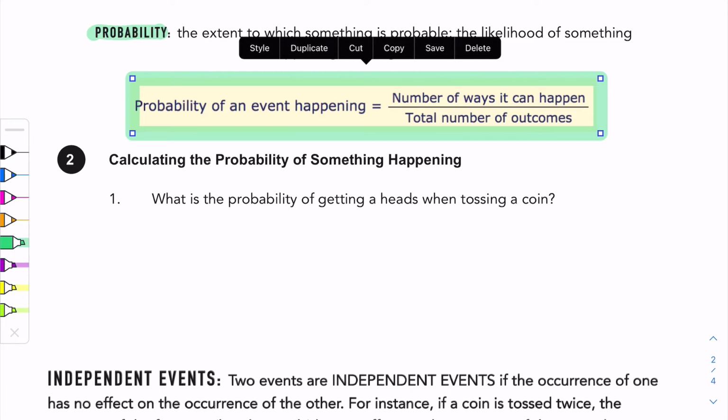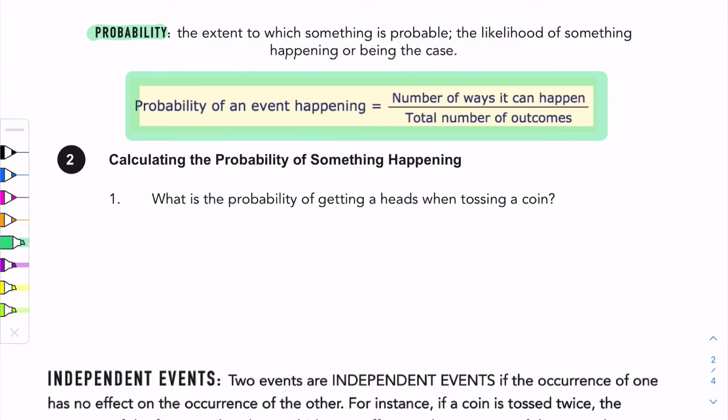So to put that in perspective, let's take a look at the first example. What is the probability of getting a heads when tossing a coin? If we look at what our numerator is representing, it's the number of ways it can happen. Well, you have 2 choices: heads or tails. We're looking for heads, so the number of ways that we can receive the answer is one way, to flip a head when you flip a coin.